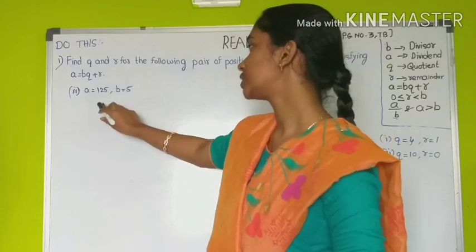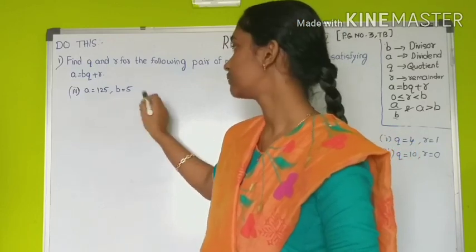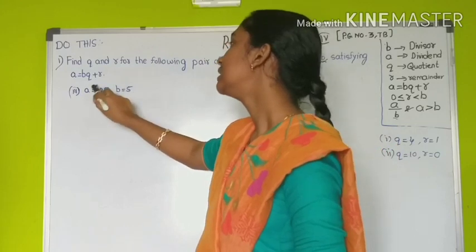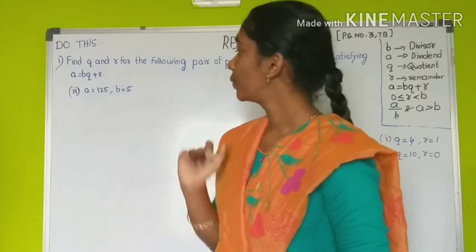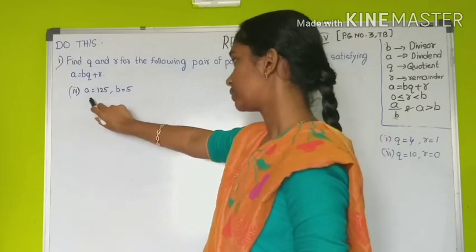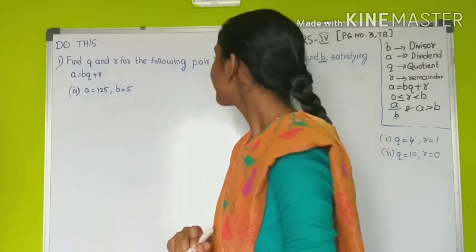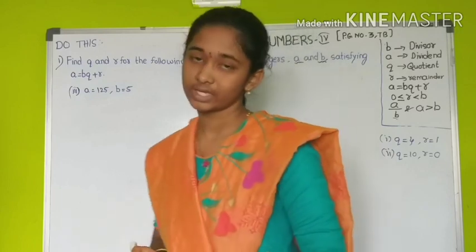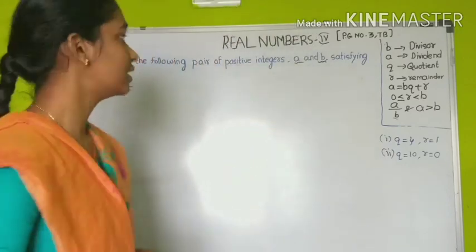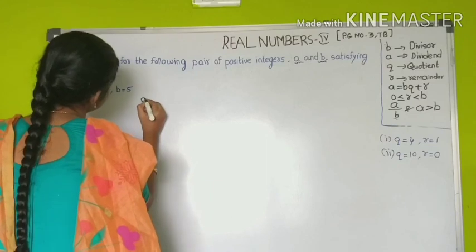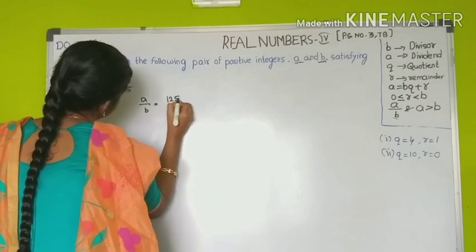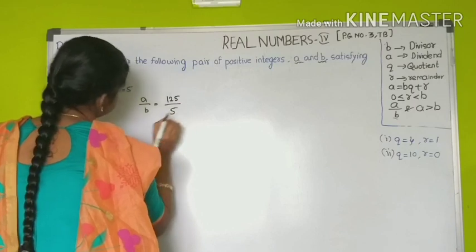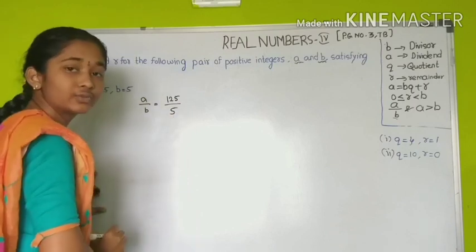And now we are going to solve the third question in Do This, in textbook page number 3. That is A is equal to 125 and B is equal to 5. It satisfies the condition that A is greater than B because 125 is greater than 5. So it's perfect. So the question is correct. A is equal to 125 and B is equal to 5. And now we have a divisional form. So we write A by B is equal to 125 by 5. And now we are going to divide 125 by 5.